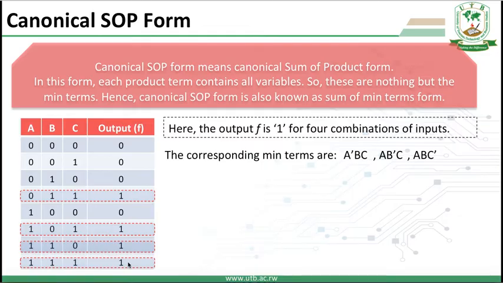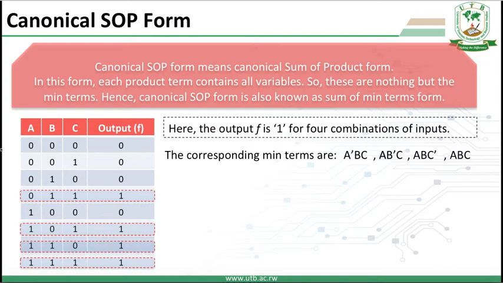Look at the next possibility. To get 1 as an output, all three inputs should be high according to this given truth table. So 1 1 1. What could be the min term for this row? The min term could be ABC. Why ABC? Because A is 1, B is 1, and C is 1, so if it is 1, we write the variable itself. So these are the min terms of the canonical SOP form from the given truth table.